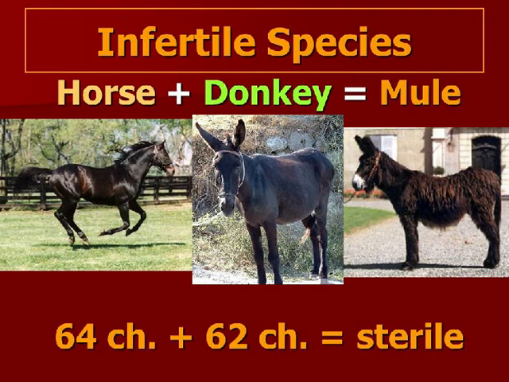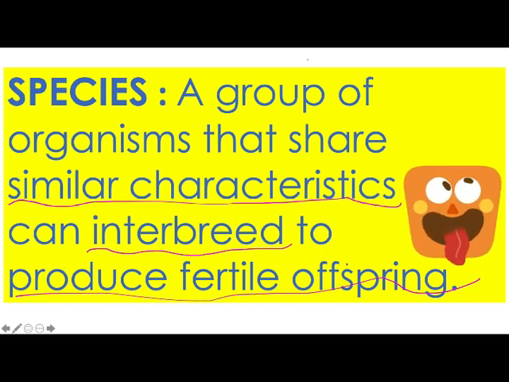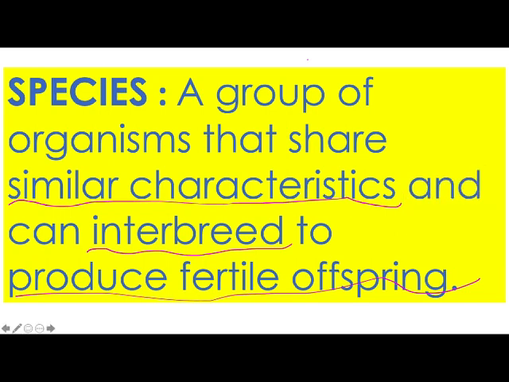So they have covered two requirements. Number one, having similar characteristics. Number two, being able to interbreed. They have met the requirements for those two aspects, but they did not meet the requirement for this last aspect, which is to produce fertile offspring. But they need to meet all three requirements, right? In order to belong to the same species, right?